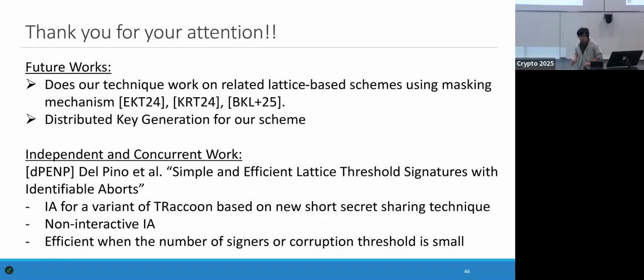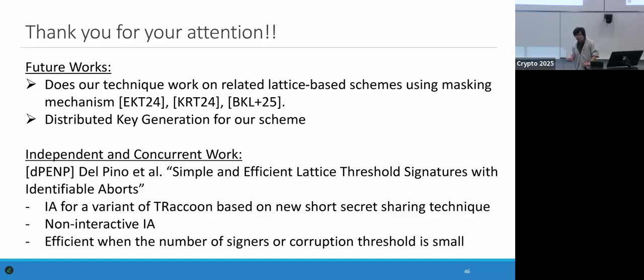Finally, I talk about future work and concurrent works. For future work, the first one is to check whether our techniques work for related lattice-based schemes using the same masking techniques. And the second one is to construct distributed key generation for our schemes.